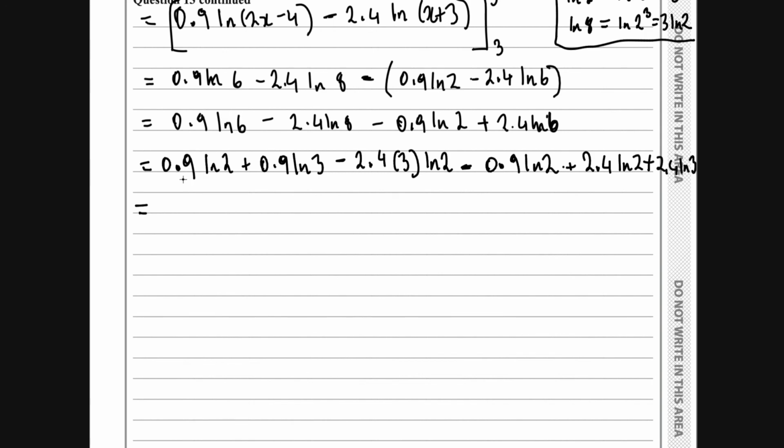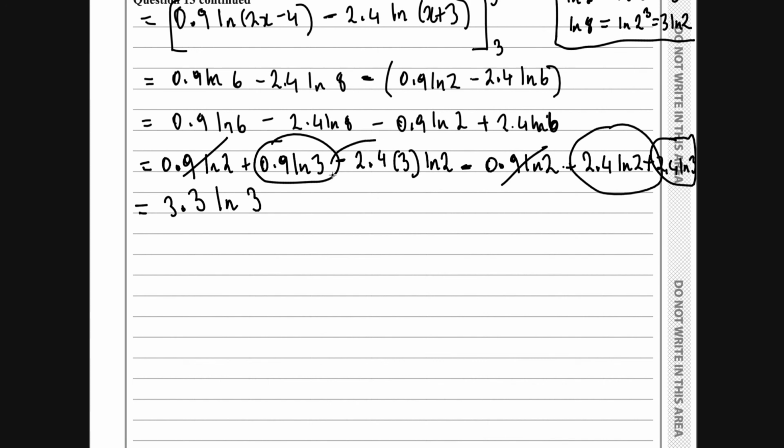So 0.9 ln 2 and minus 0.9 ln 2, they'll cancel out. What we're going to be doing is adding 0.9 ln 3 and 2.4 ln 3, okay, in order to get 3.3 ln 3, and we're going to be getting 2.4 ln 2 minus 2.4 times 3 ln 2, and that will give us a value of minus 4.8 ln 2. And now what we've got here is ln 3 and ln 2 with a constant that is rational before it, and that there is the answer to question number 13.